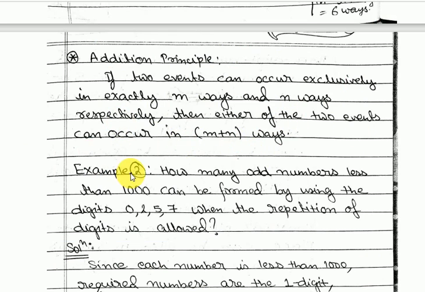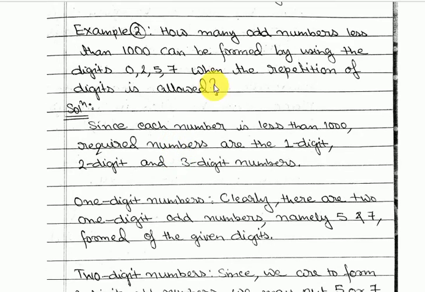Now example 2 here. How many odd numbers less than 1000 can be formed by using the digits 0 to 5, 7? So odd numbers, and it should be less than 1000. So how many odd numbers can you get less than thousand when you are using these digits 0, 2, 5, 7, when the repetition of digits is allowed?